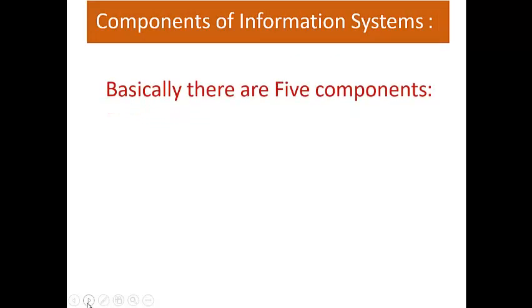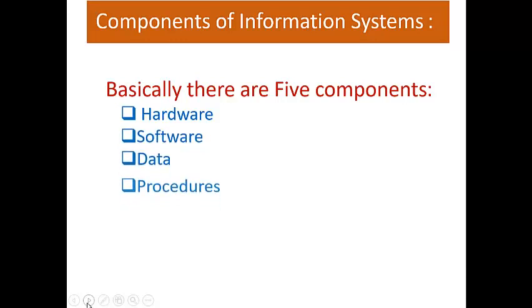Components of information systems. Basically, there are 5 components. Hardware, this is what we talked about at the start of this lecture. Hardware, software, data, procedures, and people. Those are the 5 things which are the components of any information system.